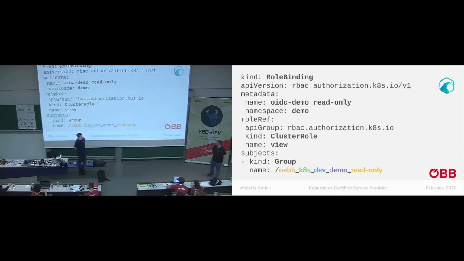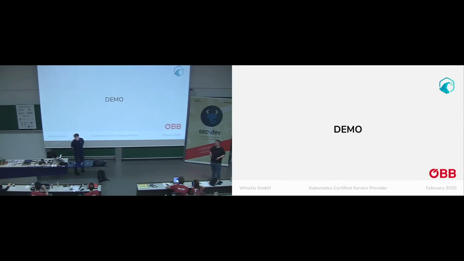The Kubernetes counterpart is the role binding, and what we see here is that Kubernetes has a predefined cluster role named view, and what we are doing here is just mapping this naming pattern we've already defined to our demo namespace. And Dimitrij is going to show you how we do this exactly.